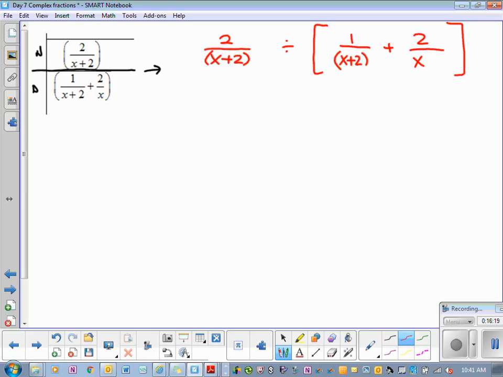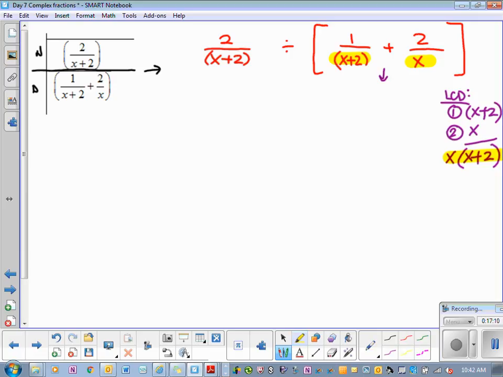1 over x plus 2 plus 2 over x. All right, so I need to add this first before I can go into same times flip. We need to find the LCD. Fraction 1 has x plus 2, fraction 2 has x. So what's my LCD? x times x plus 2. That x is not the same as the x plus 2, right? So both of these denominators want to look like that.